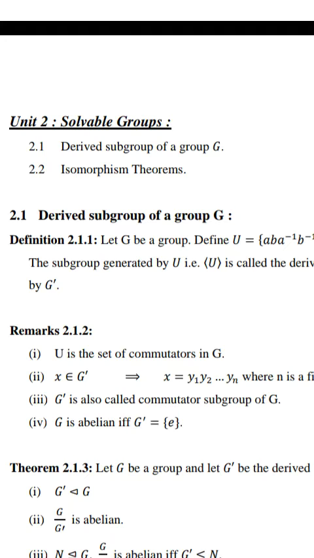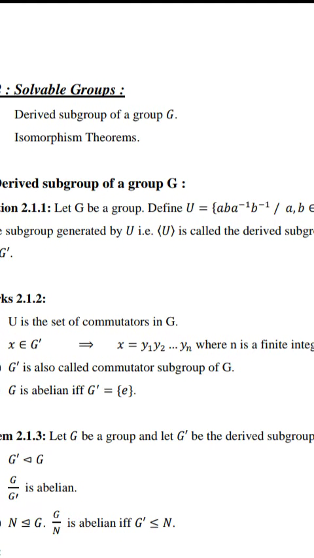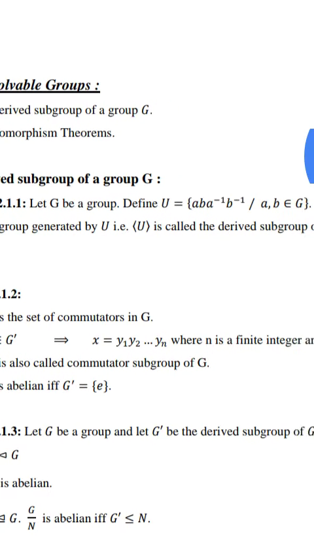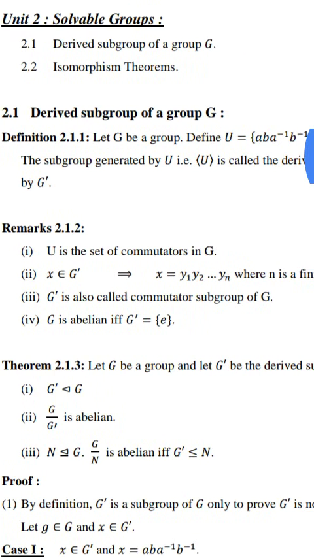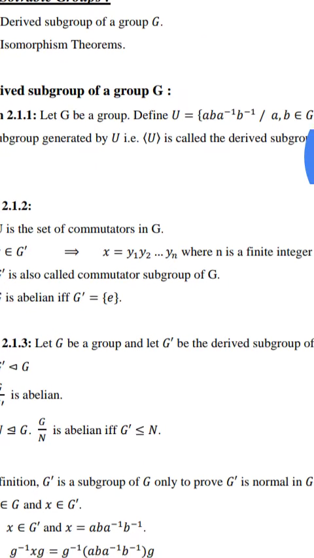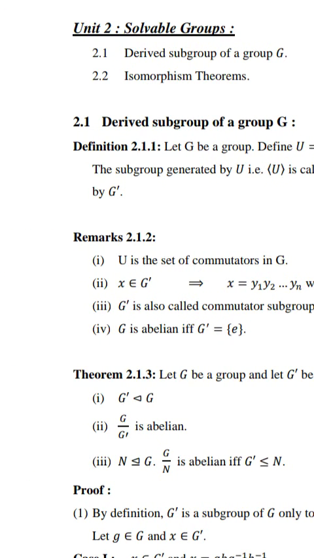Let G be a group. Define U is equal to {aba inverse b inverse} so that a, b belong to G. The subgroup generated by U, that is the generation of U, is called the derived subgroup of G, and it is denoted by G dash.